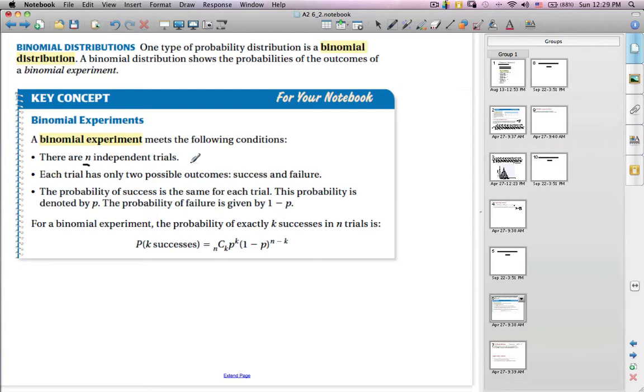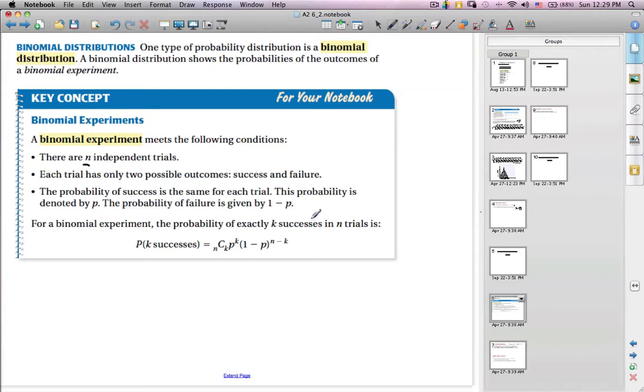Now, when we're looking at these independent trials for a binomial experiment, the trial has only two possible outcomes, success or failure, meaning we're measuring something specific, and the probability of success is the same for each trial. So the probability of something happening is denoted by P for probability. And the probability of something not happening is 1 minus P, which would be 100% minus the other probability. So if the probability of success is 40%, 0.4, then the probability of failure is 0.6.